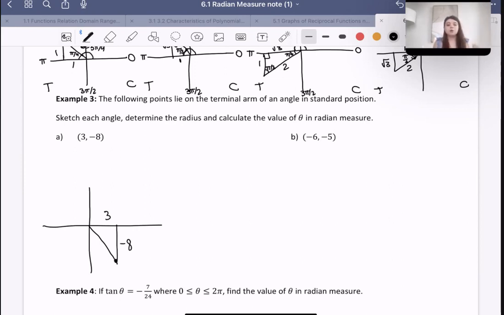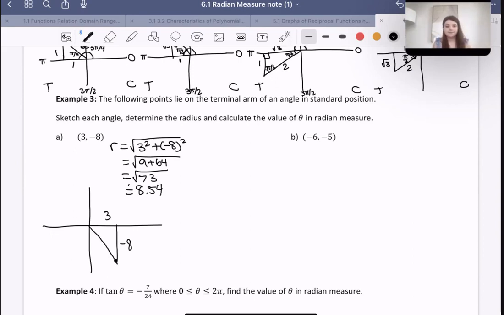So first of all, we need to find the radius. The radius is the same as the hypotenuse in this case, right? The hypotenuse of this right triangle that we have is the same as our radius. So therefore, the radius is equal to the square root of 3 squared plus -8 squared based on Pythagoras' theorem, which means that's going to be 9 plus 64, which is 73, which is going to be about 8.54.